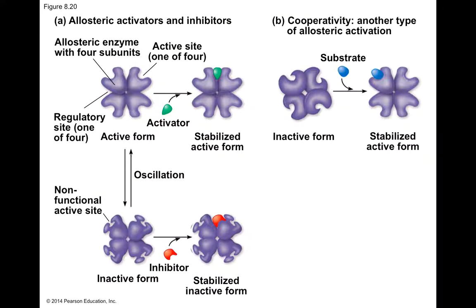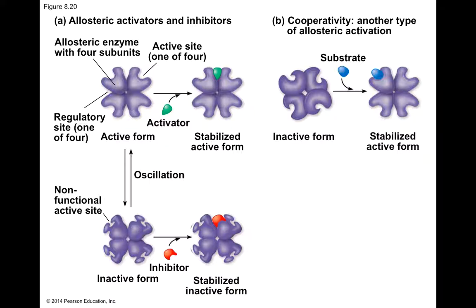Most of these allosterically regulated enzymes are made up of multiple polypeptides, so we have quaternary structure here. And these enzymes can oscillate or go back and forth between active and inactive forms. We can use the allosteric regulators to stabilize it in either the active form using an activator or the inactive form using an inhibitor. But in both, the regulator is binding to a site that is not the active site, but is changing the shape of the active site for the substrate to bind or not bind.